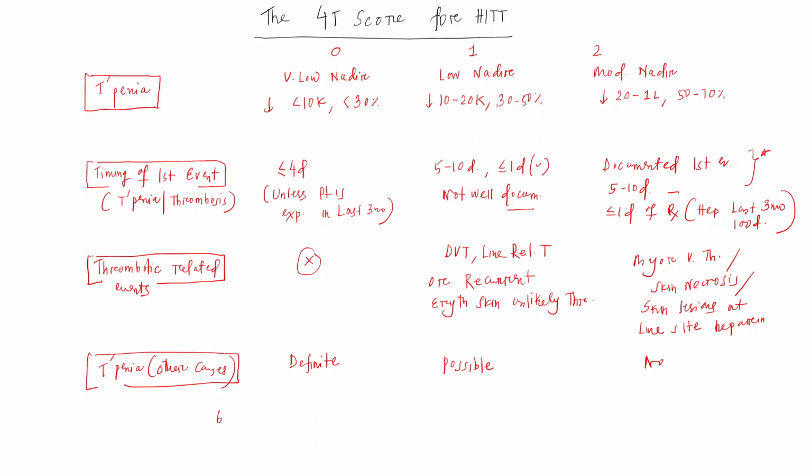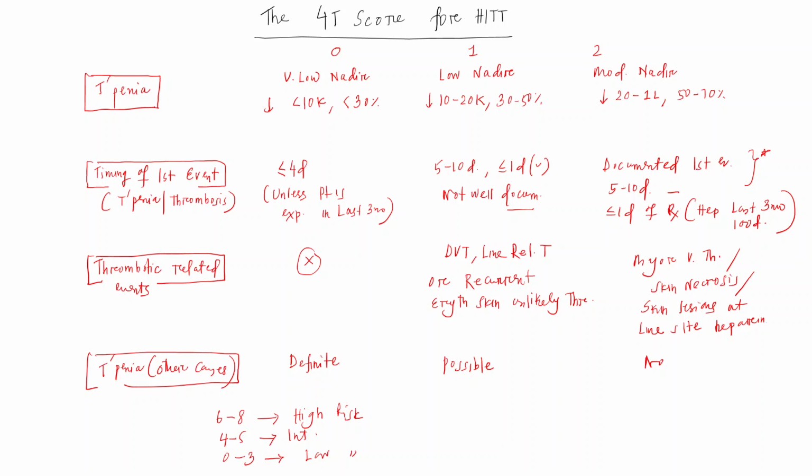If the score is anything between 6 to 8, that is a high risk of having HITT. If the score is 4 to 5, that is intermediate risk. A score of 0 to 3 is low risk. So this is about the 4T score, and I have told you about the management of heparin-induced thrombocytopenia with thrombosis.